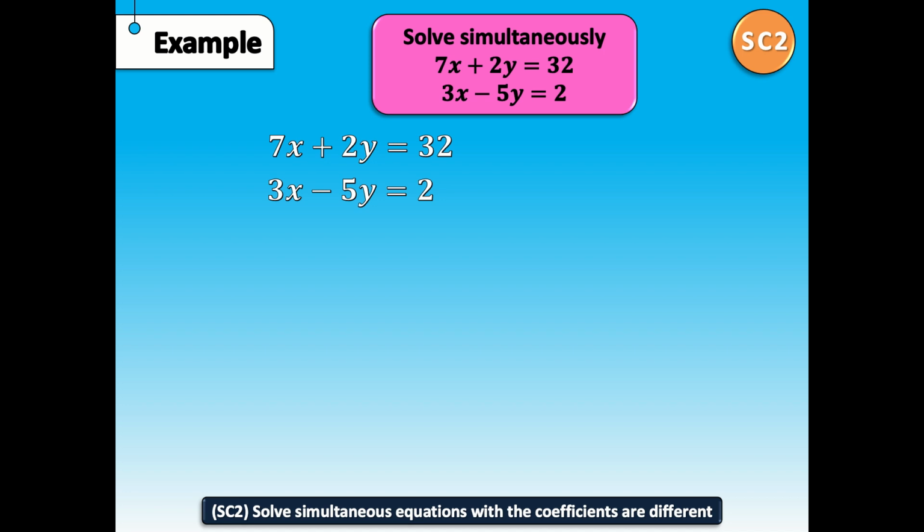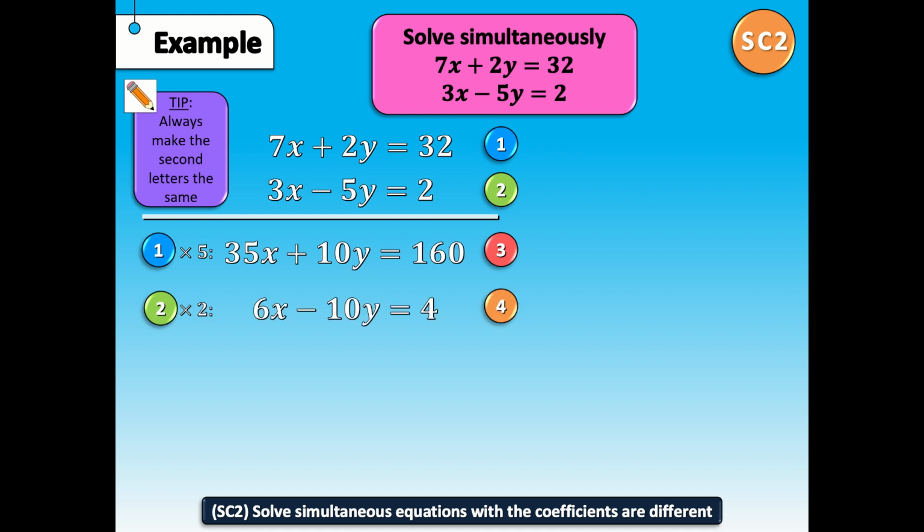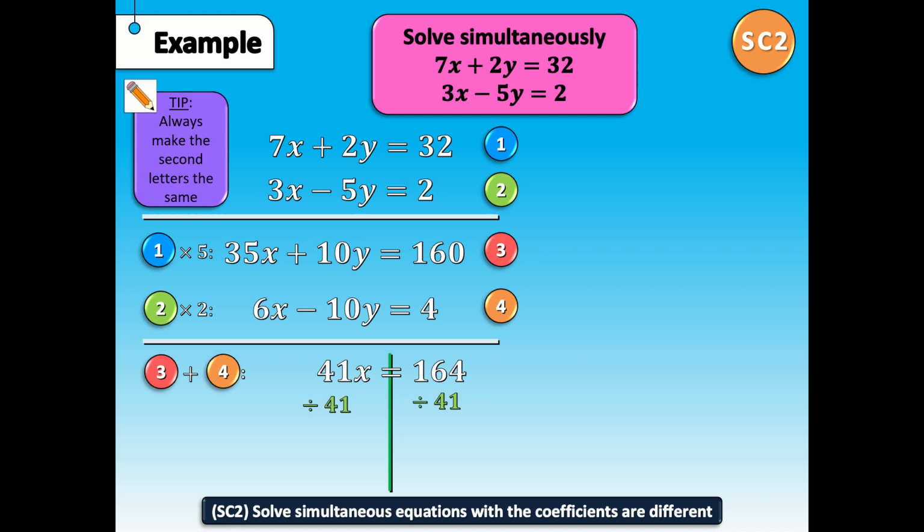So now I want to solve this simultaneous equation. So 7x plus 2y equals 32 and 3x minus 5y equals 2. So again, I want to make the y's the same. So I'm going to times the first equation by 5 to make it 10y and times the second equation by 2 to make that minus 10y. Now because one's positive 10y and one's minus 10y, I can add them together. So that's 41x equals 164. So I divide both sides by 41, so x equals 4.